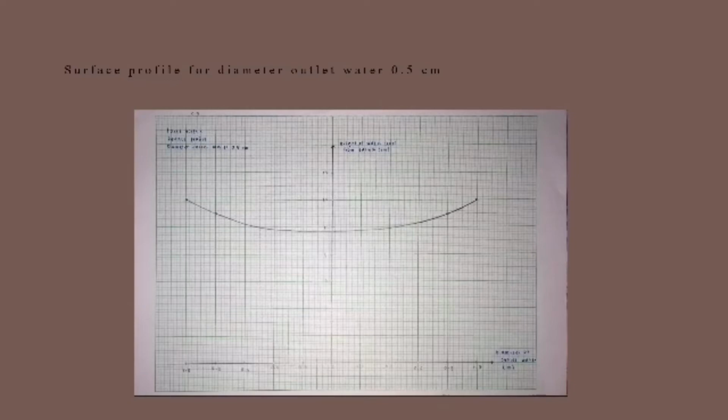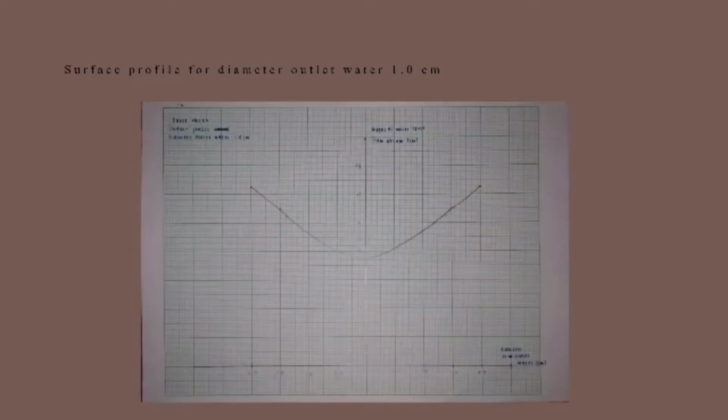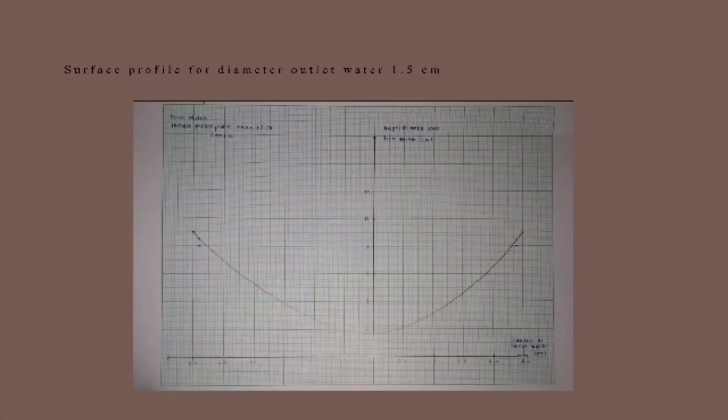This is the surface profile for diameter outlet water 0.5 cm. This is the surface profile for diameter outlet water 1.0 cm. And this is surface profile for diameter outlet water 1.5 cm. However, the surface profile for the force vortex in this experiment is a bit different with the theoretical surface profile due to some of the errors occurred while doing this experiment.